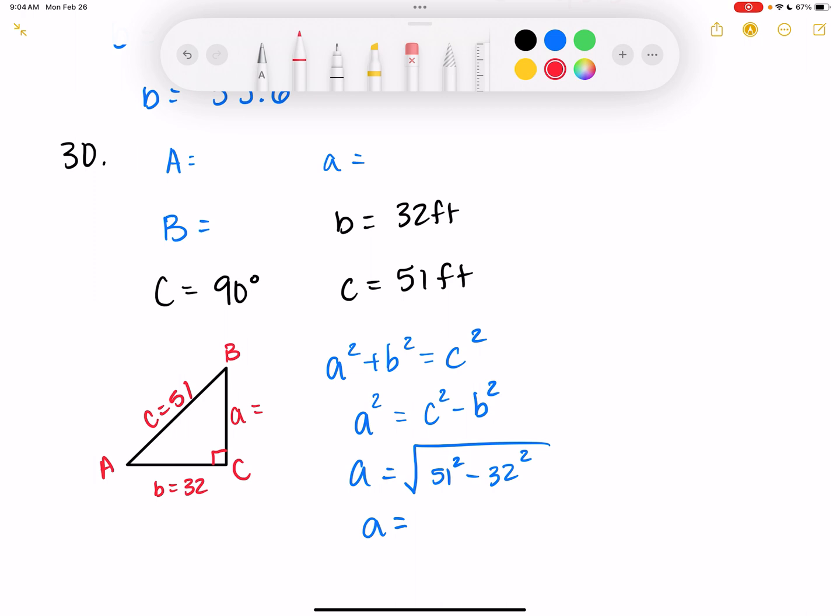Square root of 19? You have to do 51 squared minus 32 squared, and then take the square root of that. Like, you can type it all in your calculator, but it's not going to be that. You can get me out to one decimal place, that's fine. 39.7. So A is 39.7 feet.